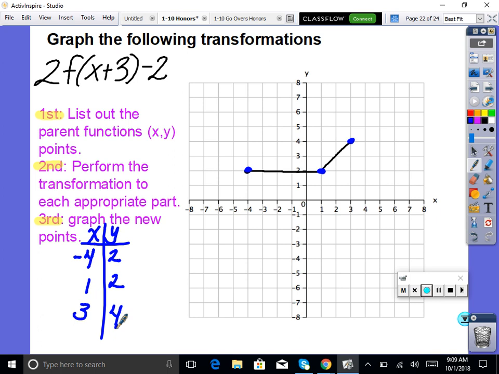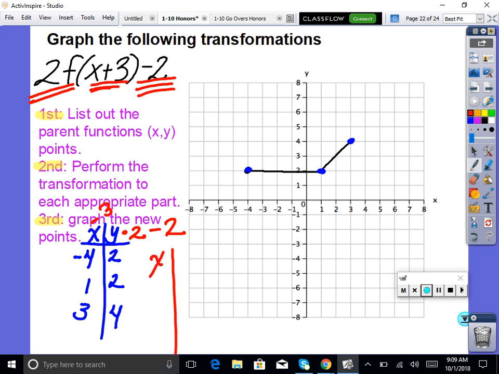Now let's perform the transformation. So we would say, okay, we're stretching by 2. Now a stretch is a vertical stretch. That's a y value shift. So we're going to times by 2. Then after that, we're going down 2. So then after that, we'll subtract 2 from that. Our shift is left 3 units. So we'll take our x, y's and subtract 3 from them.